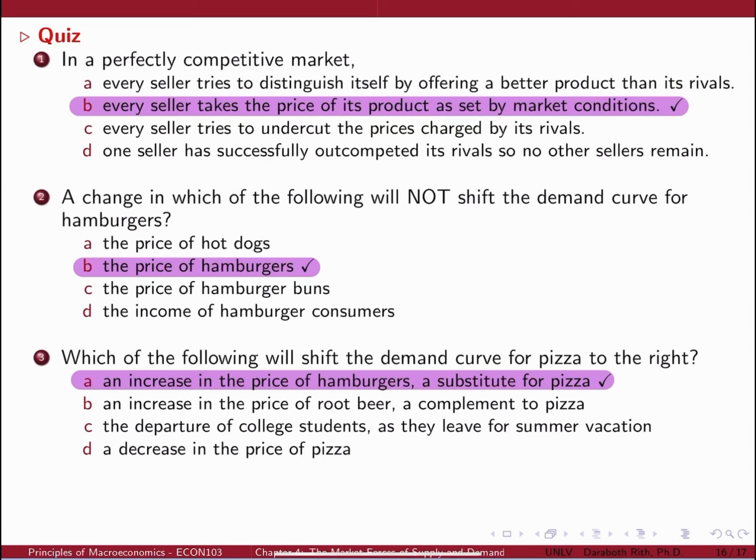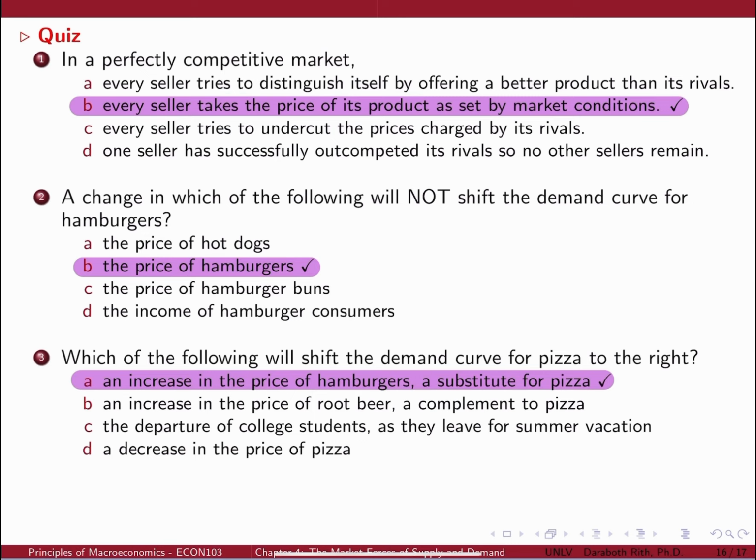Question number 3. Which of the following will shift the demand curve for pizza to the right? Here we need to find a factor that can have a positive impact that shifts the demand curve for pizza rightward. A. An increase in the price of hamburgers, a substitute for pizza. This one makes sense and it can be the right choice, but let us discover more choices. B. An increase in the price of root beer, a complement to pizza. An increase in the price of a complement is analogous to an increase in the price of a preferred good, so it has an inverse relationship to the quantity demanded. Then it is not a correct choice.